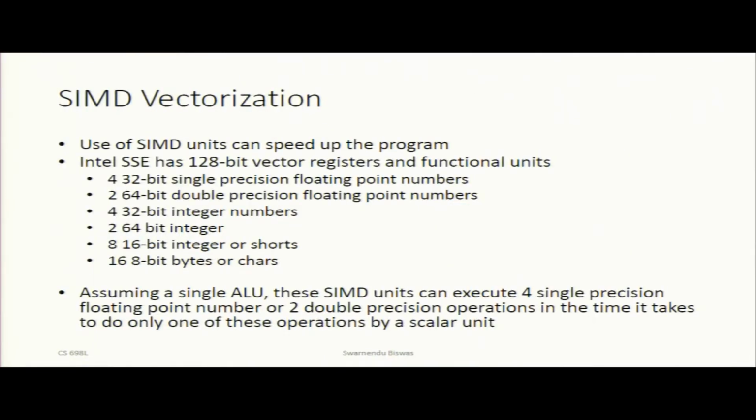So basically what we are talking about is that use of SIMD units can speed up the program, right? So for example, Intel SSE has support for 128-bit vector registers, 128-bit, not 32, not 64, right? Vector registers and functional units. That means if you have this support, you can perform operations on 4 32-bit single precision floating point numbers, or say 2 double precision floating point numbers, and so forth. So you can now see that you can do more work in less time. Basically, you are issuing fewer instructions.